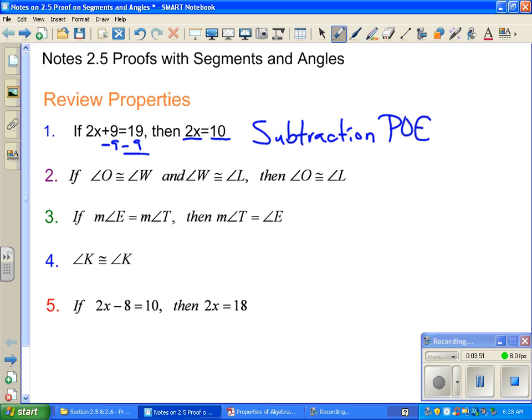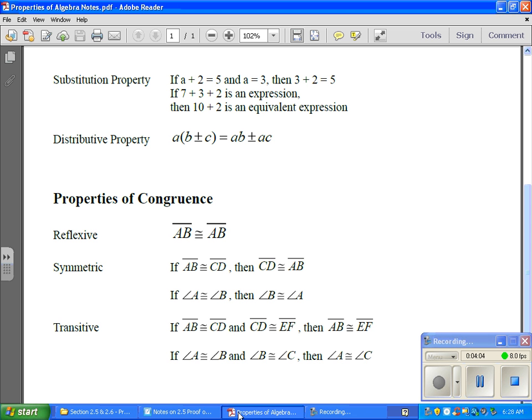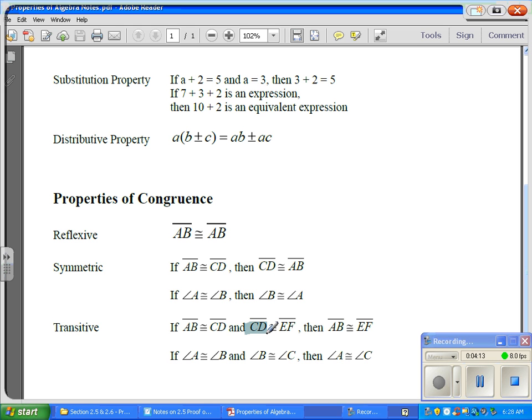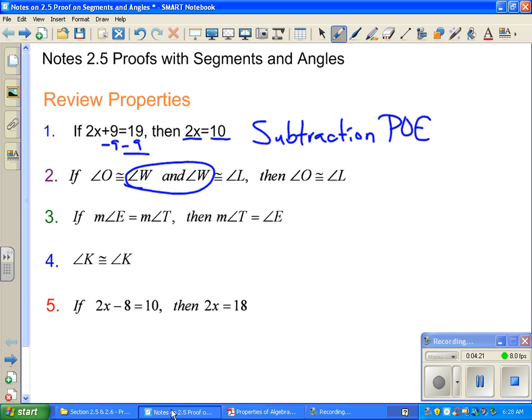Now in this next one, we've got angle O is congruent to angle W, and angle W is congruent to angle L. And see, they both are congruent to W. That's again that property that allows us to take out the middleman and just have that AB is congruent to EF like before, that transitive property. If I take out these two that are alike, then I have angle O is equal to angle L. So here we have transitive, and I think we'll just abbreviate that.